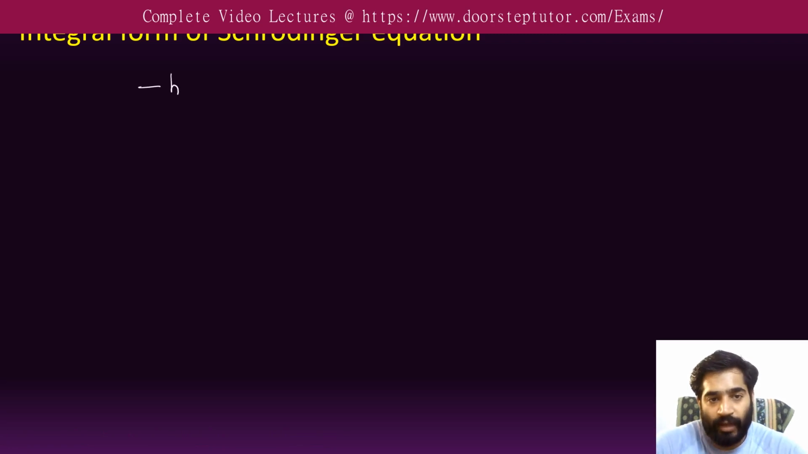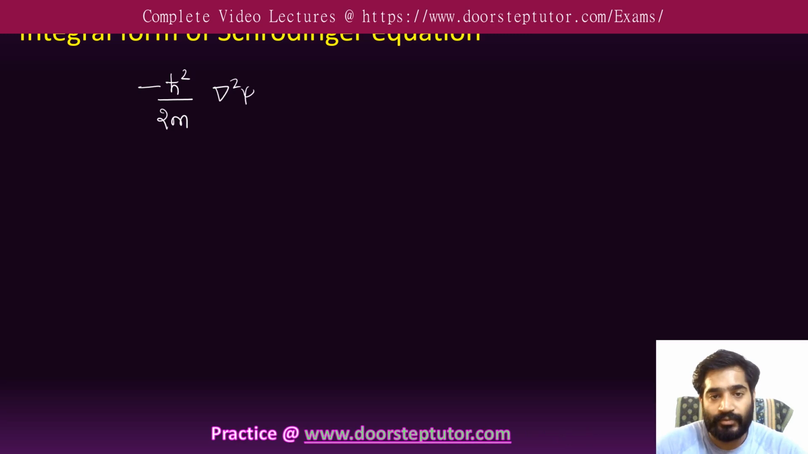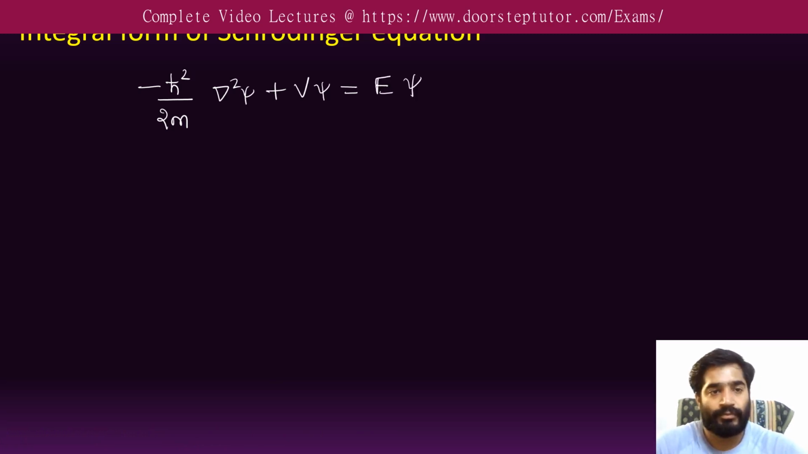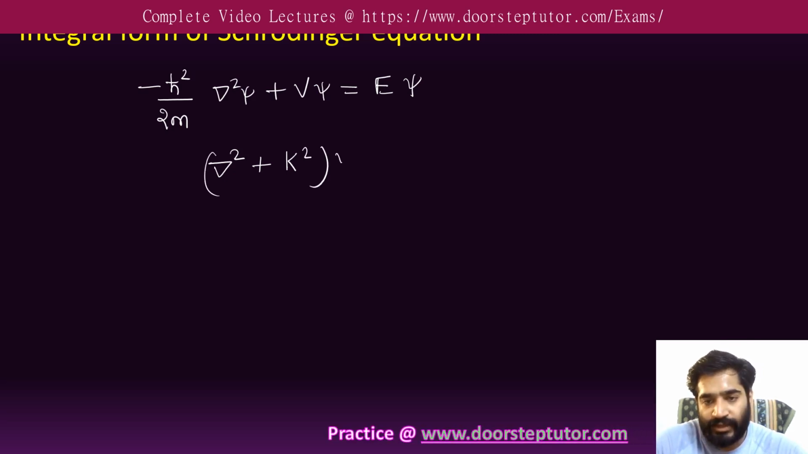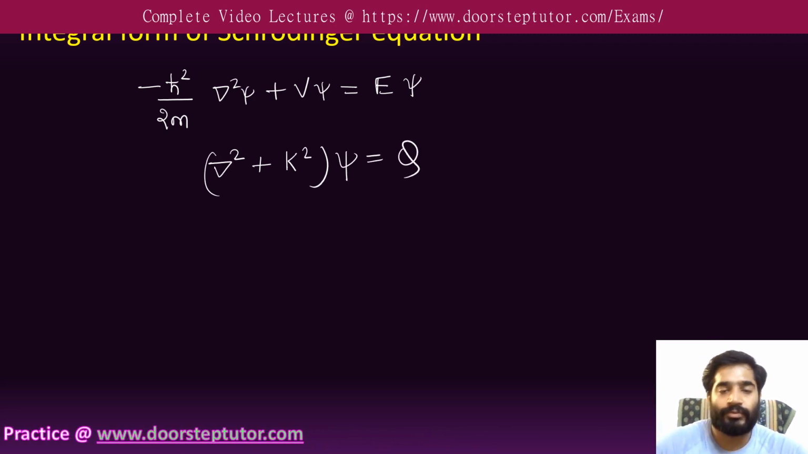The time independent Schrodinger equation is minus h cut squared over 2m del square psi plus V psi equals E psi. Let us adjust this equation like this: del square plus k square times psi must be equal to Q. Now why do we adjust this?